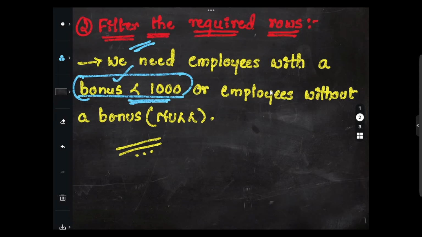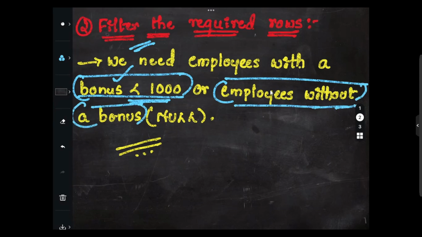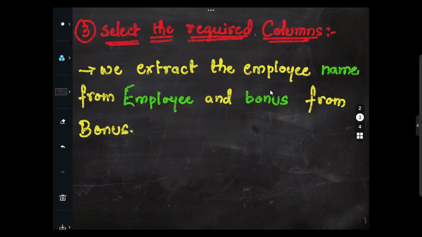So we need this one. We have to keep in mind bonus less than 1000, or employees without a bonus, nothing but null in this case for the bonus, right? The employees whose name is not present in the bonus table, we need to return null. So these two things we have to keep in mind. We will filter the required rows, meaning we need employees with bonus less than 1000 and employees without a bonus, nothing but null in this case. So I hope this is clear.